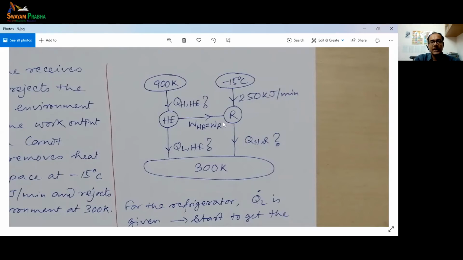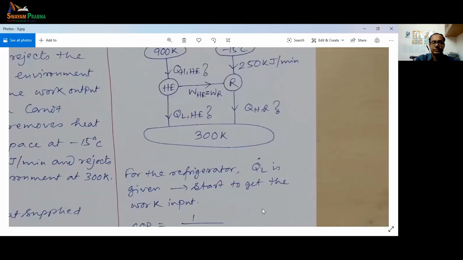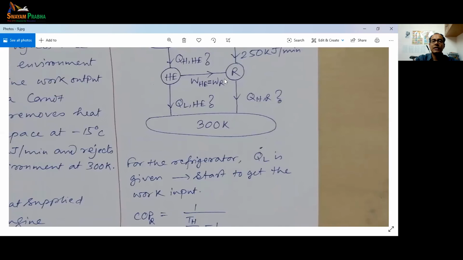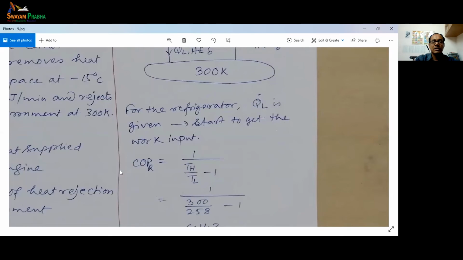But the connection we know, that work output from heat engine and work input to the refrigerator are equal. So for the refrigerator, Q dot L is given, so we can find out what work input it will require. So the coefficient of performance of a Carnot refrigerator we can write as 1 over TH by TL minus 1. You have learned this formula from chapter 6.